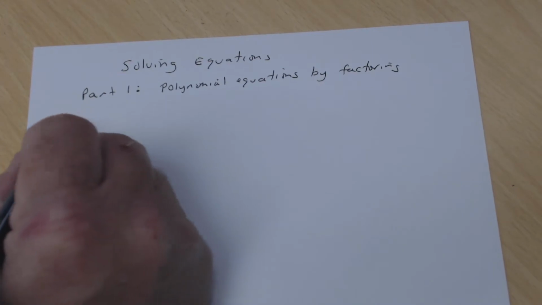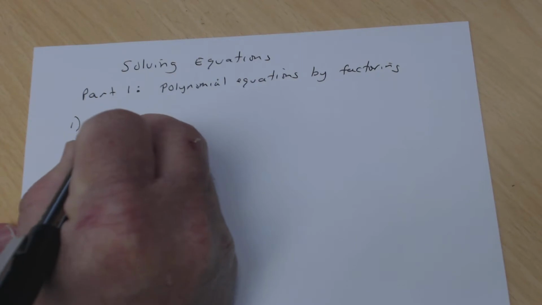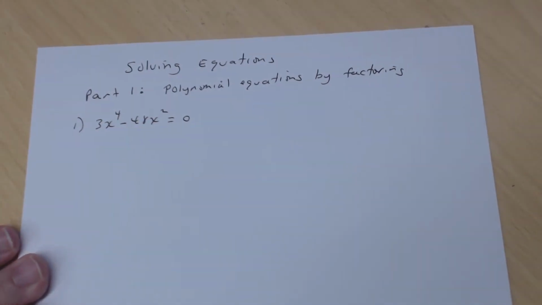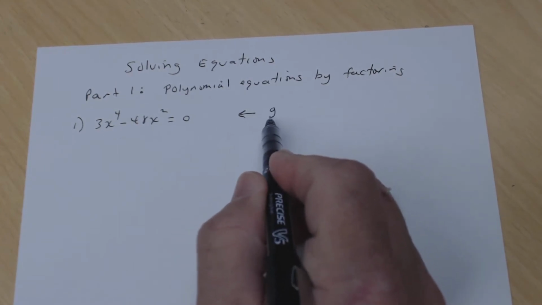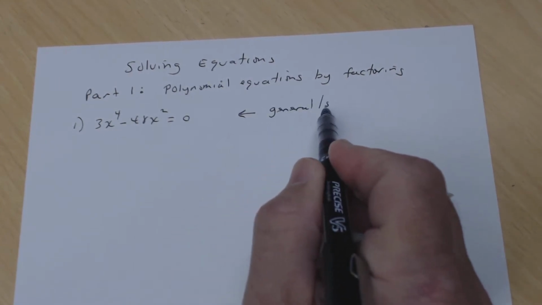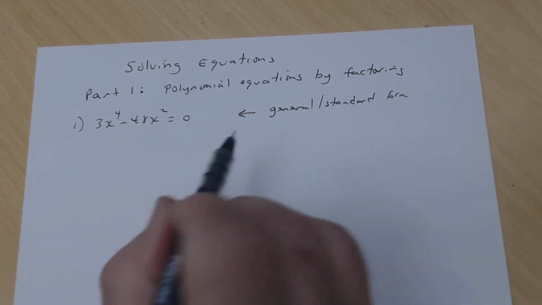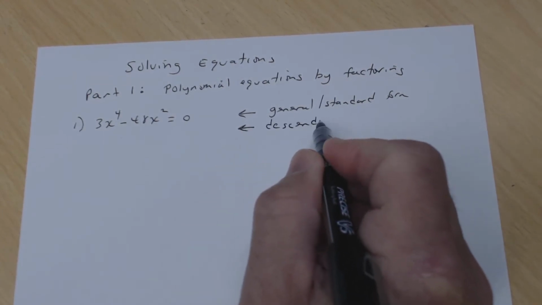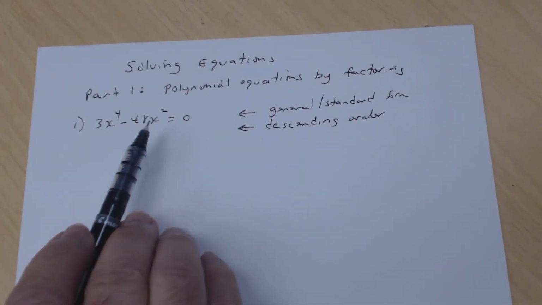Okay, so number one. Suppose we had 3x to the fourth minus 48x squared equals 0. So notice it is already in standard or general form. It is in descending order. Okay, so it's in descending order. So remember, going from largest exponent to smallest.